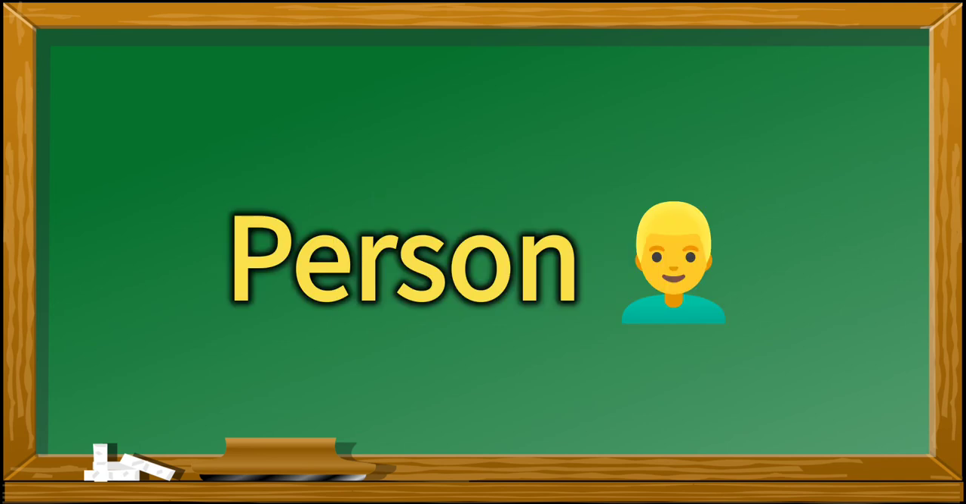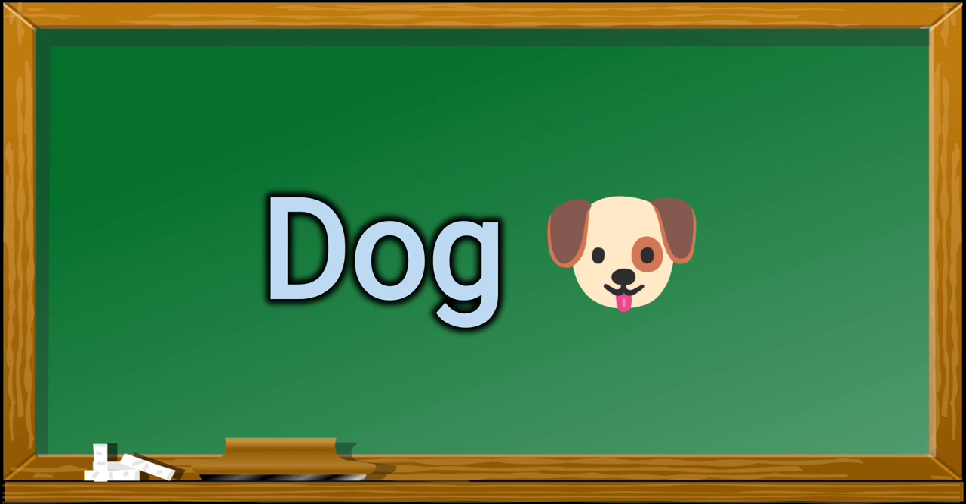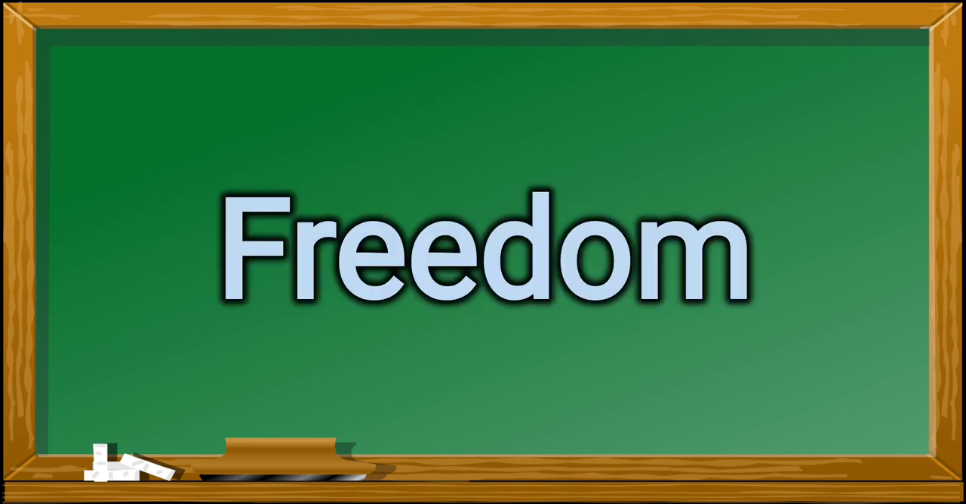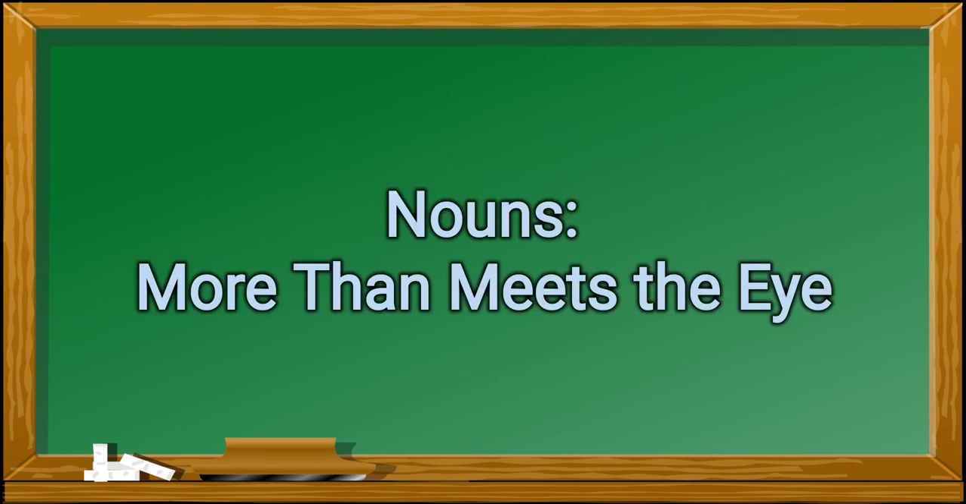For example, the name John is a noun that represents a person. New York is a noun that represents a place. Dog is a noun that represents a thing. And freedom is a noun that represents an idea. Pretty cool, right? But wait, there's more.